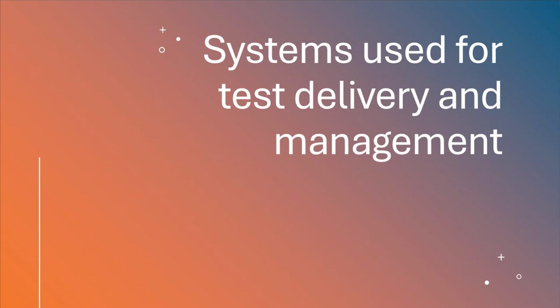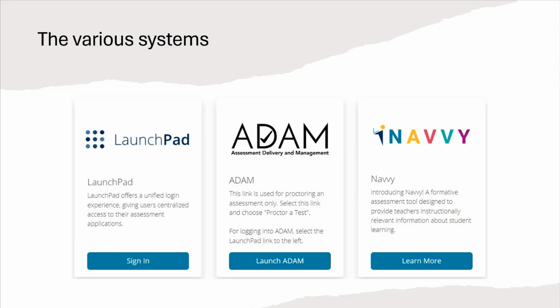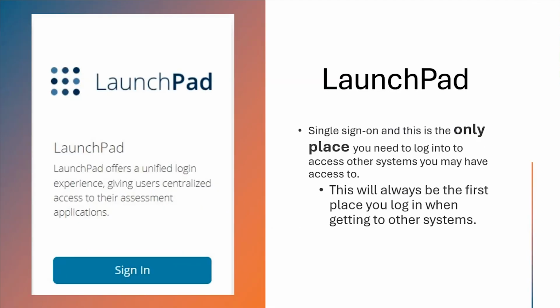Okay, so the different systems used for test delivery and management. There are a couple of things that we have to get used to. The various systems are these 3 main ones here: Launchpad, Atom, and Navi. Again, we're not going to work much with the Navi system, or at all for that matter. We're going to focus on the Launchpad and Atom systems.